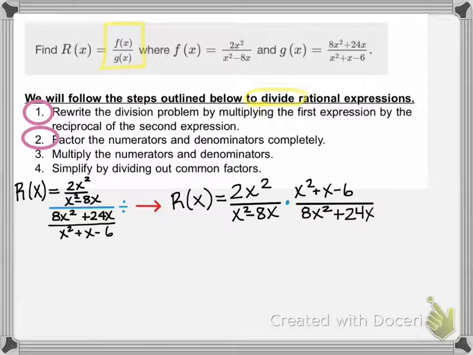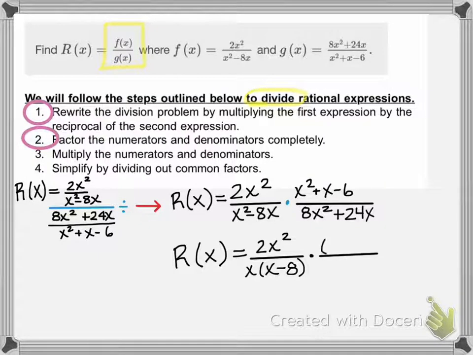That brings me to step 2. Now I'm going to factor everything in the numerator and the denominator from both functions. So r of x is going to equal 2x squared in the numerator, because there's nothing to factor, that's just a monomial. But in the denominator I have a GCF of x, so it factors to x times x minus 8. Now in the second fraction, the numerator is the trinomial x squared plus x minus 6, and that factors to x plus 3, x minus 2. And in the denominator I have a GCF of 8x, so we get 8x times x plus 3.